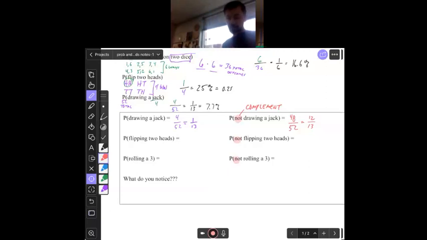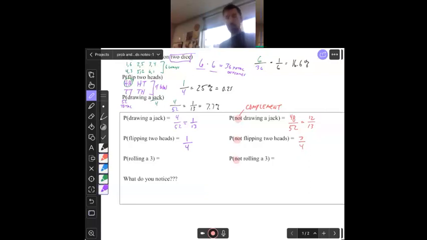We saw the probability of flipping 2 heads was 1 out of 4. So how many things were there that weren't 2 heads? There was 1, 2, 3 things that weren't 2 heads. So the probability of not flipping 2 heads would be 3 out of 4. There's 3 things that are not 2 heads out of 4 total things.